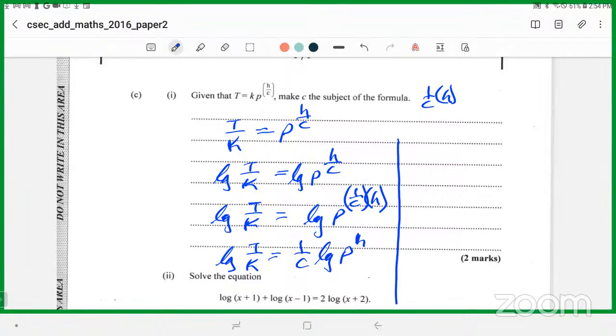And then from here now, I can multiply the c and take all of this and divide it under the log of p to the h. So I do my final line up here. The c becomes equal to log of p to the h over the log of t over k. Better? Yes, sir. All right, good.